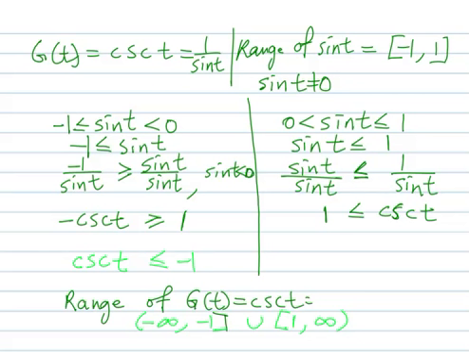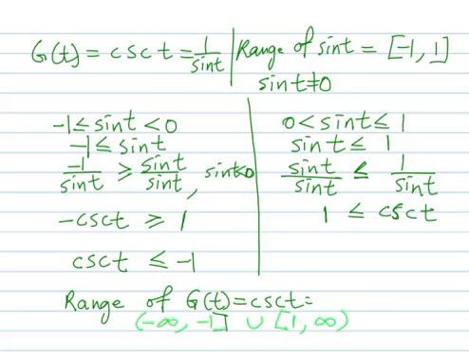Then we multiply both sides by -1. We have cosecant of t on the left side and -1 on the right side. Since we multiply both sides by a negative value, we reverse the inequality sign. So we have cosecant of t is less than or equal to -1.